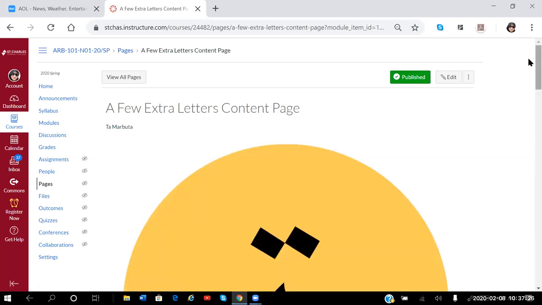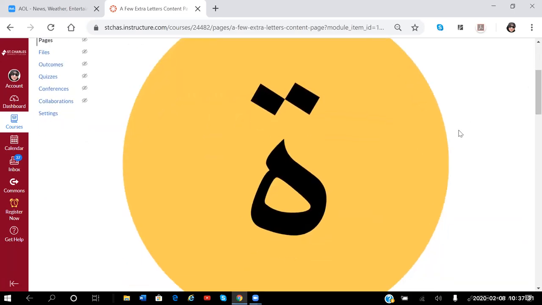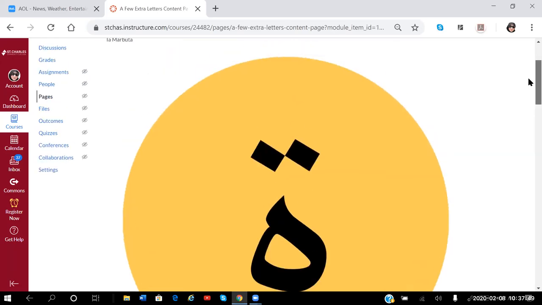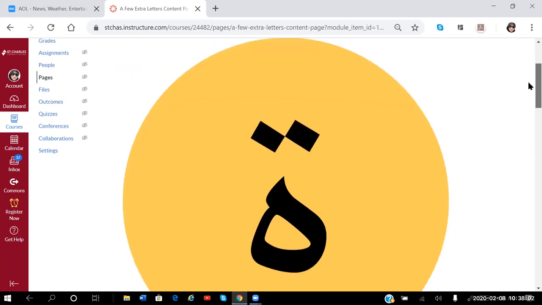Okay, first we have ta marbuta. It looks like the letter ha, the way the letter ha is in its isolated form, but it has two dots over it. So it's a teardrop with two dots over it, and it's called ta marbuta. It's actually the letter ta. It's found only at the end of a word, okay? So you never see it anywhere else in a word except at the end of the word.